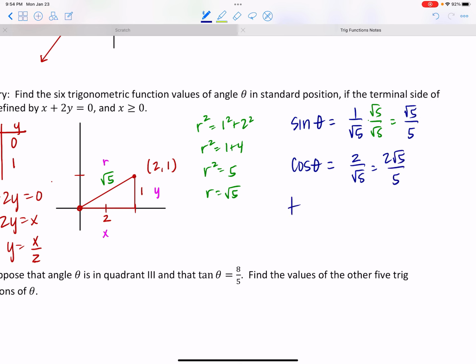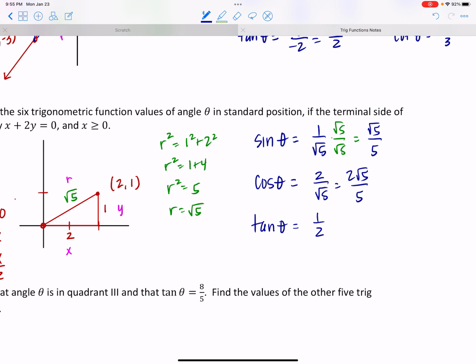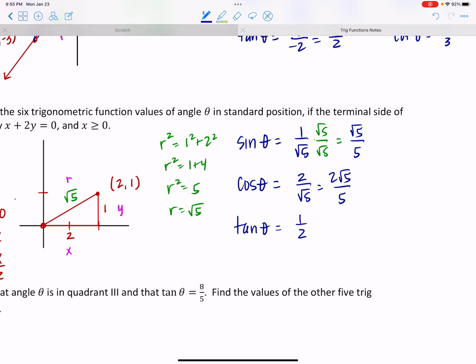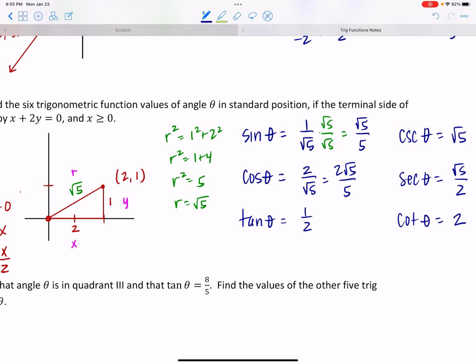Tangent. Then we take our y over our x, so 1/2, nice and easy. And now our reciprocals. So reciprocal for sine, that's going to be cosecant. So I'm going to flip over this version. That's going to be radical 5 over 1, which is just radical 5. Reciprocal for cosine is secant. Again, flip over this version. So that's going to be radical 5 over 2. And the reciprocal for tangent is going to be cotangent. So that's going to be 2 over 1, which is just 2. And there they are, all 6 trig functions.